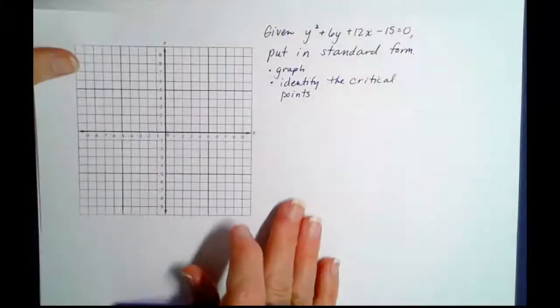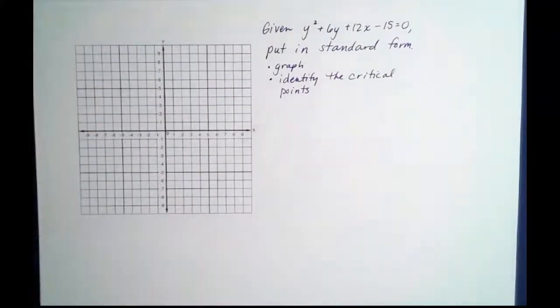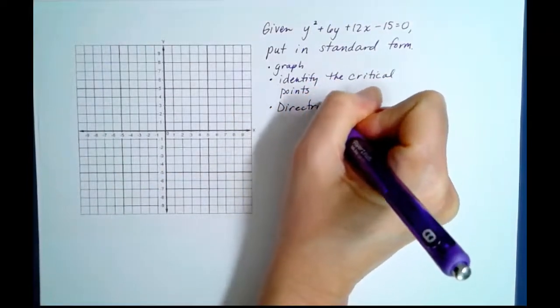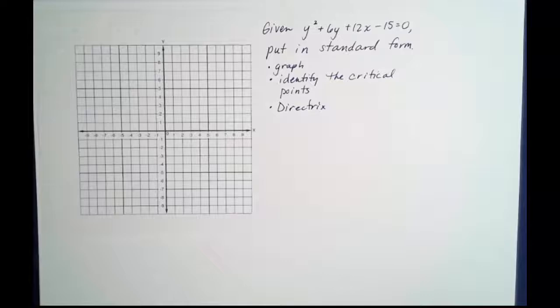Given y squared plus 6y plus 12x minus 15 equals 0. Put in standard form, graph, and identify the critical points. Critical points are the focus, the intercepts, if any, and I'll also put on there, find the directrix. Give the directrix. Okay, so here goes.